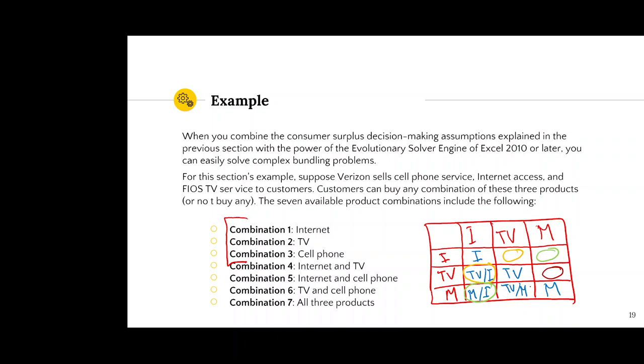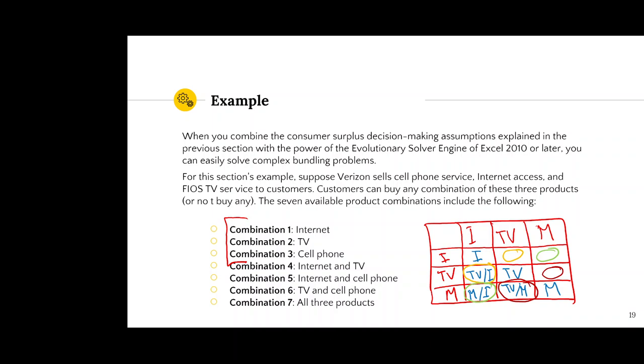And this is equal to this. Let's take a look. Indeed, it is. Look, TV and I. It doesn't matter the order, right? In bundling, the order doesn't matter, really. And here is mobile and I, same. And over here is M and TV. So this is why I put the colors different.